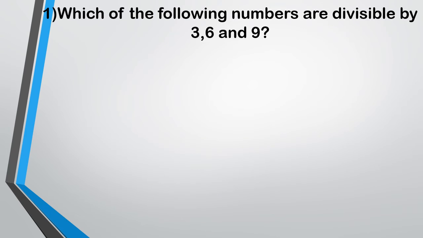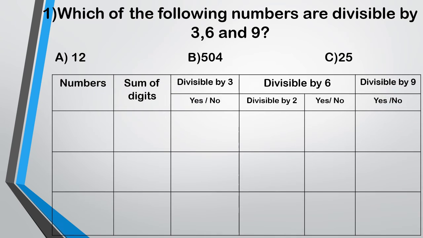Now we are going to do a few sums. First one: which of the following numbers are divisible by 3, 6 and 9? The given numbers are 12, 504 and 25. To check the divisibility by 3, 6 and 9, we have to draw a table. It is easy to do. The first column is numbers, then sum of digits, then divisible by 3, then divisible by 6, then divisible by 9.